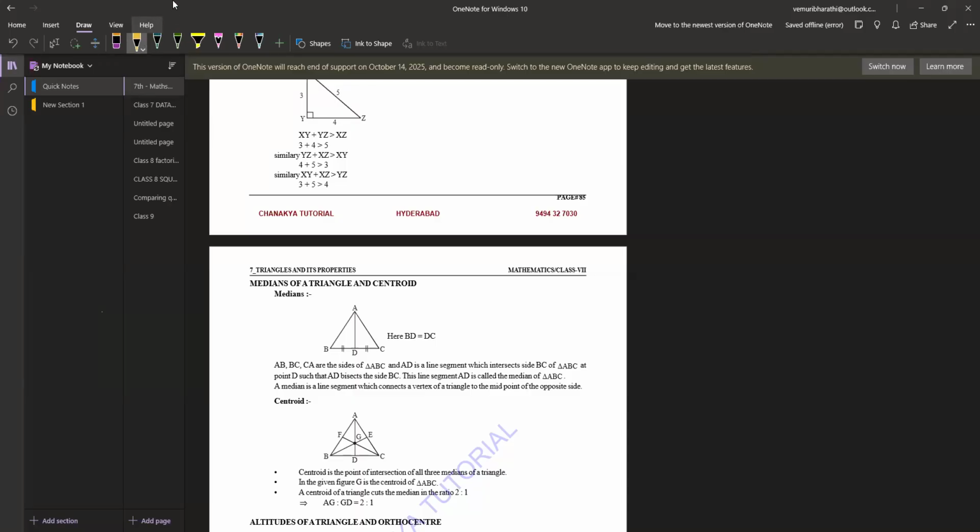Median divides at any vertex. If you take any vertex, suppose I'm taking a triangle here, if I take any triangle, what is the condition, beta? The condition is, suppose I'm taking a triangle ABC.